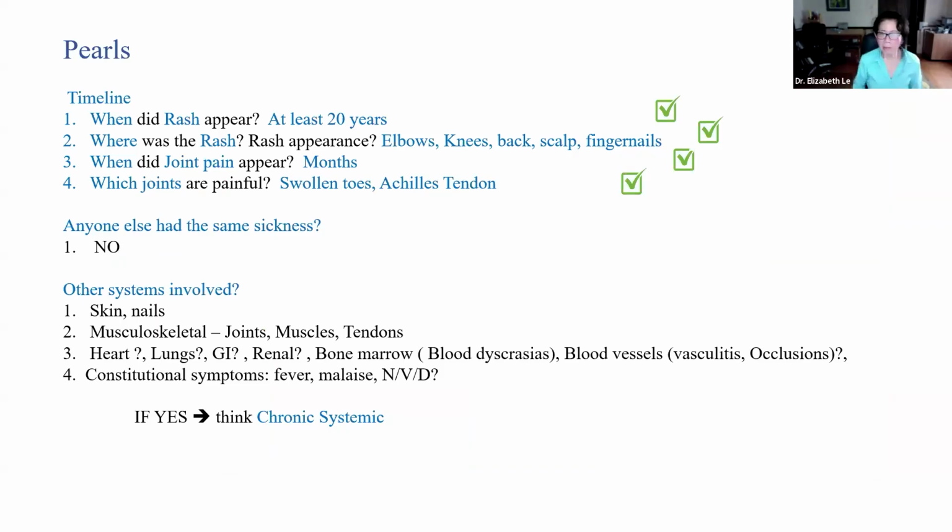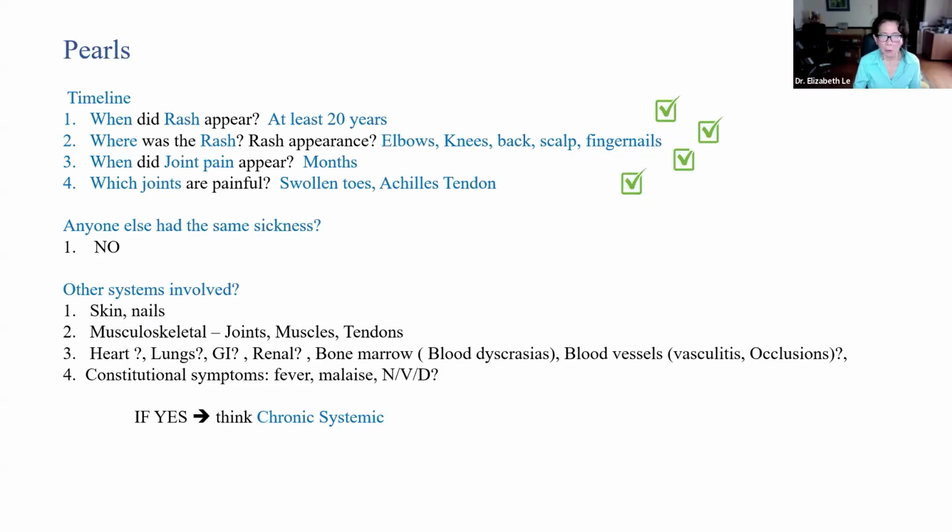Okay, same thing. We need to ask the question: timeline, anyone else has the same sickness, and other systems involved. His rash looks like psoriasis, at least for 20 years. It's a chronic problem. Where was the rash in appearance? It's basically elbows, knees, back, scalp, fingernails.